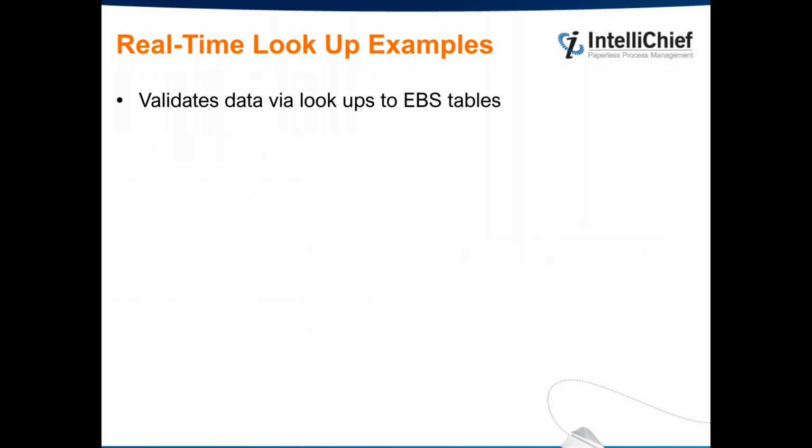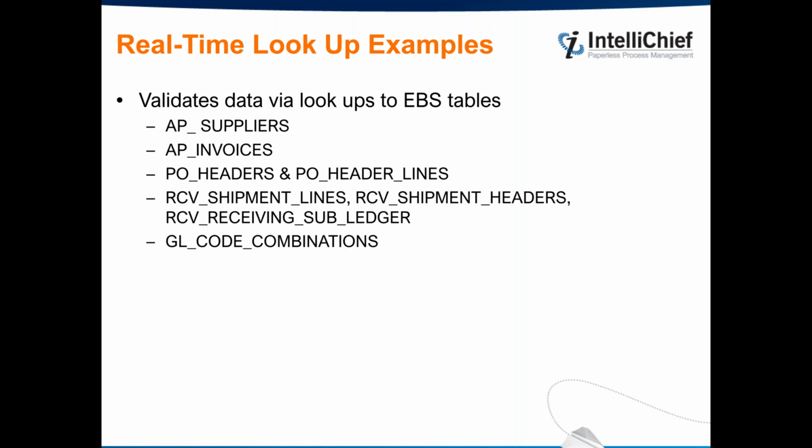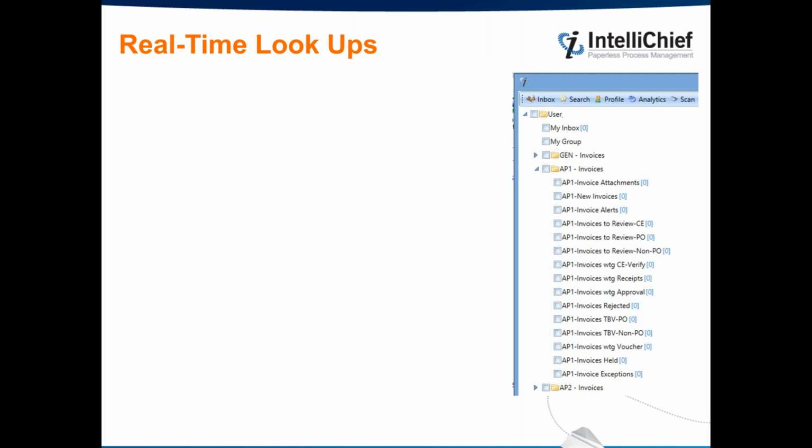So let's look at sort of how it does it. Well, we use this concept of what are called real-time lookups, and that's what allows us to validate data literally in real time, right? So we'll go back to EBS and grab the information we need. And it's really the same information that a user would go look up if they were keying this into the system. So we'll check out the AP suppliers table, the invoice table, PO headers and PO lines, all your GL code combinations. These are the tables we're hitting in real time to determine, does this match, or is this a valid supplier? Just examples of which EBS tables we look at.